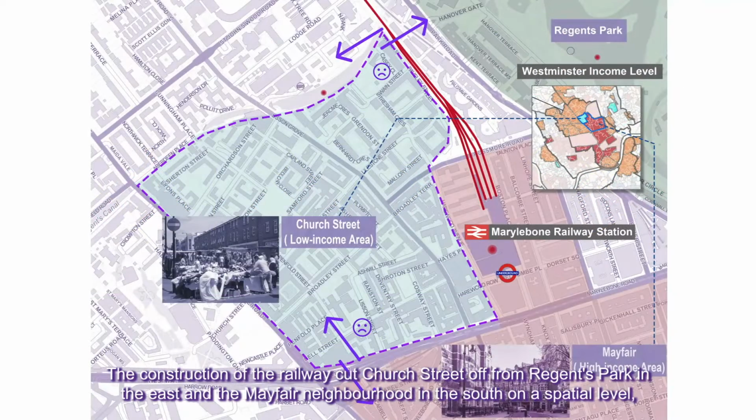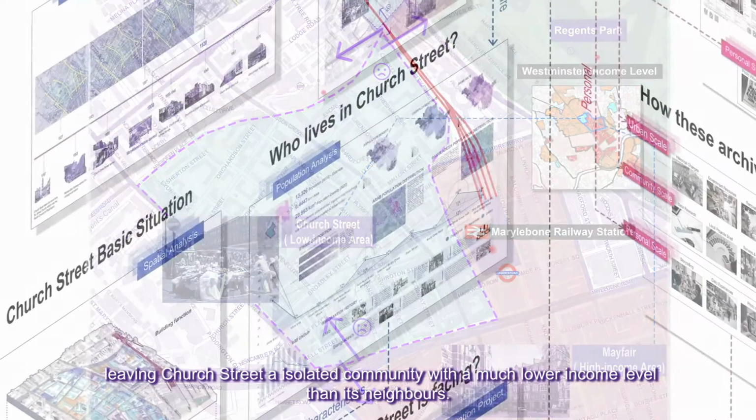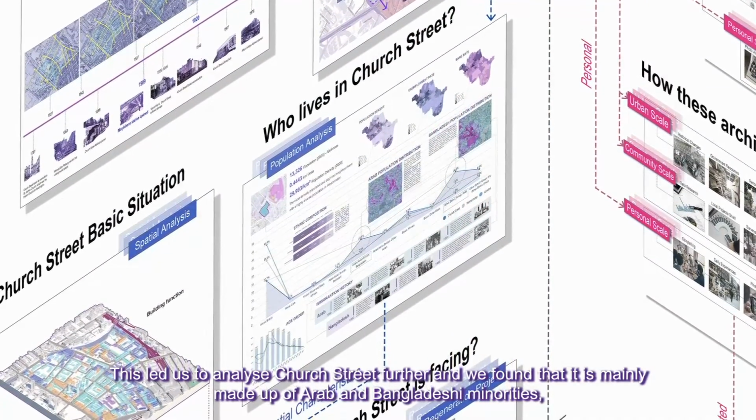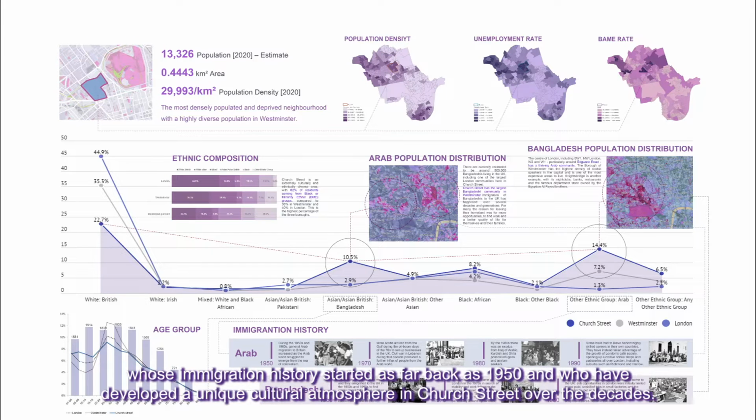The construction of the railway cut Church Street off from Regent's Park in the east and the Mayfair neighborhood in the south on a spatial level, leaving Church Street an isolated community with a much lower income level than its neighbors. This led us to analyze Church Street further, and we found that it is mainly made up of Arab and Bangladeshi minorities whose immigration history started as far back as 1950 and who have developed a unique cultural atmosphere in Church Street over the decades.